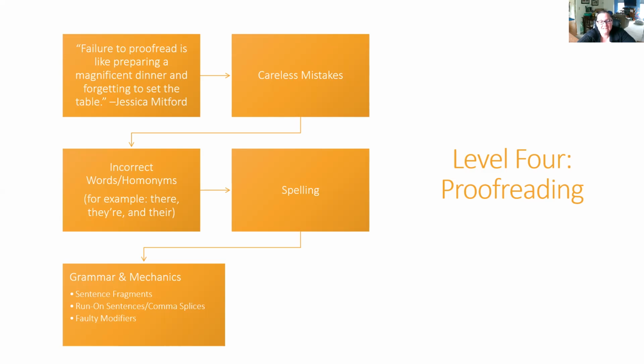Proofreading, having too many sentence level errors is exactly the same way. Careless mistakes, look for those. Make sure you're not using incorrect words or homonyms. So the example here is homonyms, like there and their. Make sure you're using the correct one. How would I ever end up using an incorrect word? Like just a word that's flat out wrong. Well, it could be a typo, right?